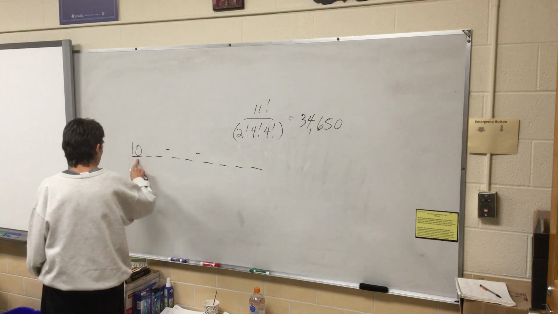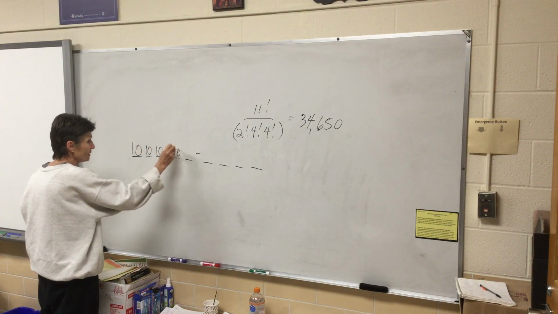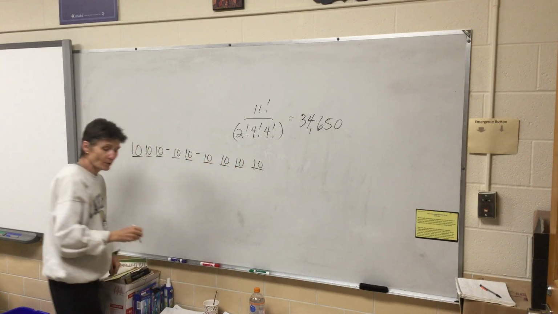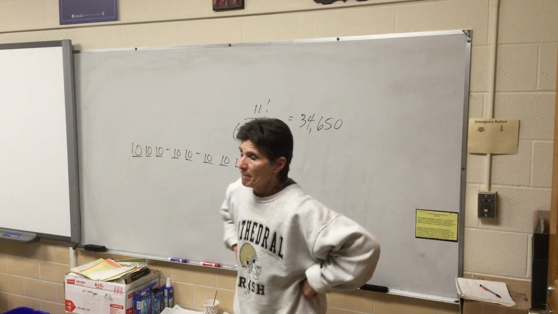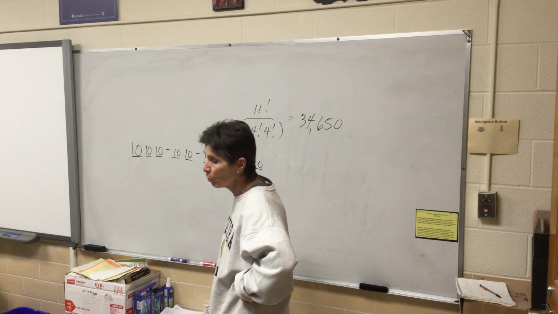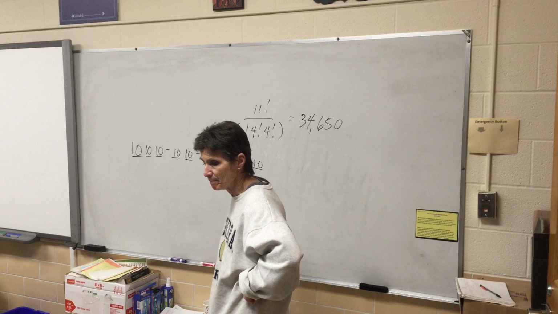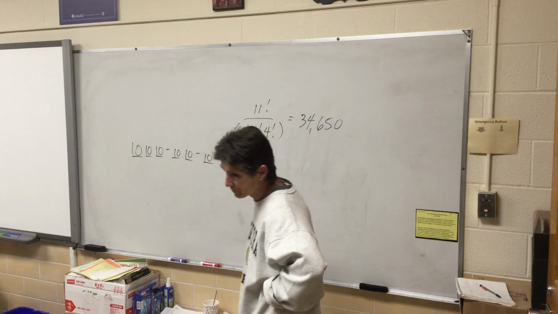You can put any digit you want here, and then any digit here, here, here, here, here, here, here, and here. We're saying no restrictions. Be careful with the use of factorial, because what factorial means is once you've used it, you can't use it again. And there was nothing like that mentioned in this problem.